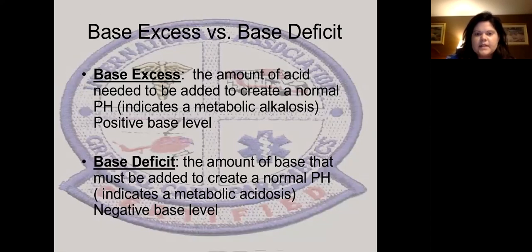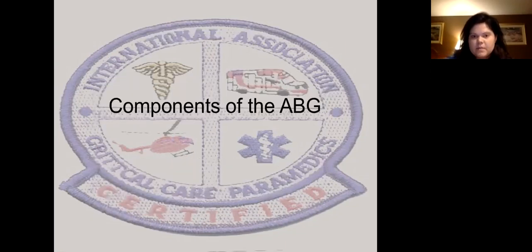So base excess versus base deficit. Your base excess is the amount of acid needed to be added to create a normal pH. It's going to indicate a metabolic alkalosis, positive base level. And a base deficit is going to be the amount of base that must be added to create a normal pH. It indicates a metabolic acidosis and negative base balance.